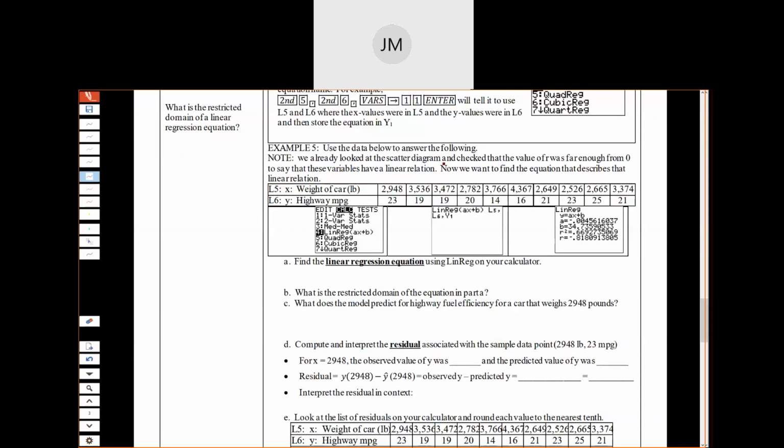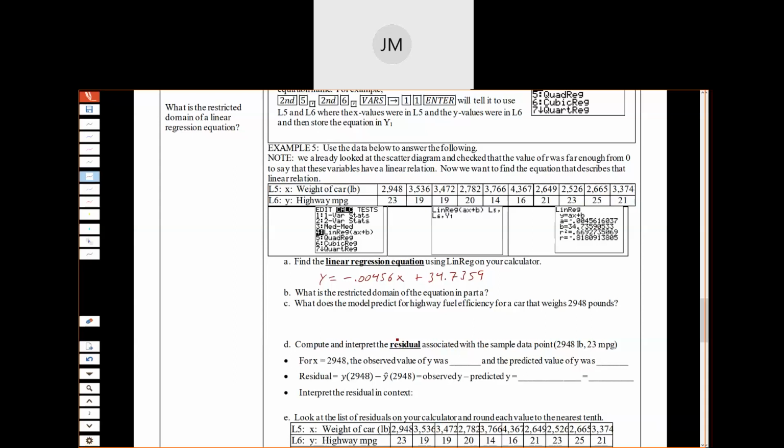I'm cheating a little bit. I have that screen over here. So I could say y equals negative 0.00456x plus 34.7359. I rounded to 5 decimal places, but you could use all the decimal places. When you're doing this on your homework, it'll tell you how many places to round to. So that's how we get an equation.